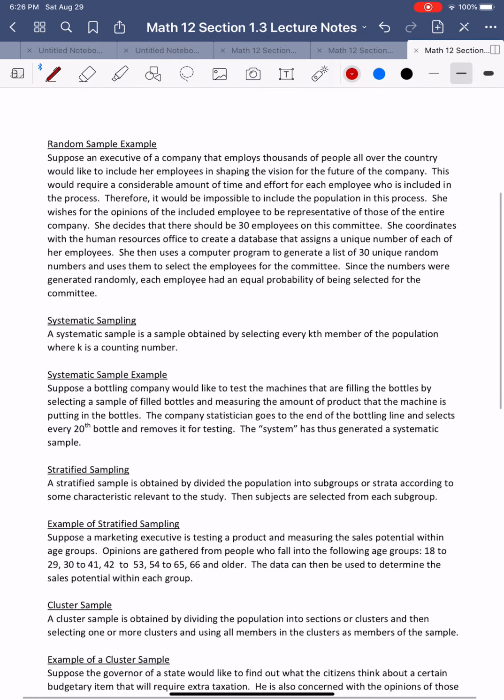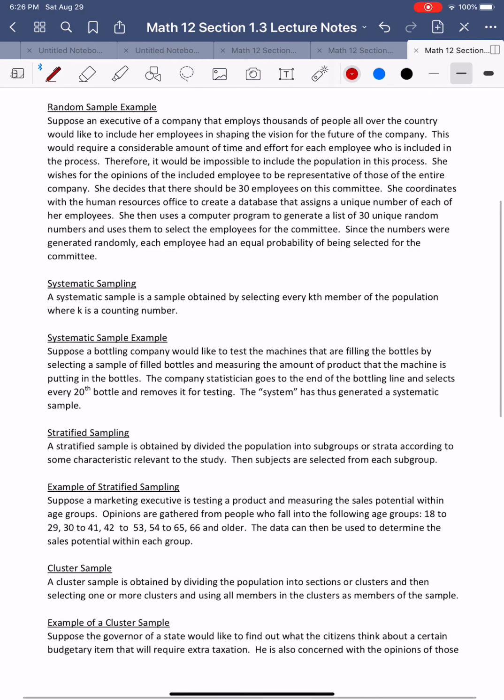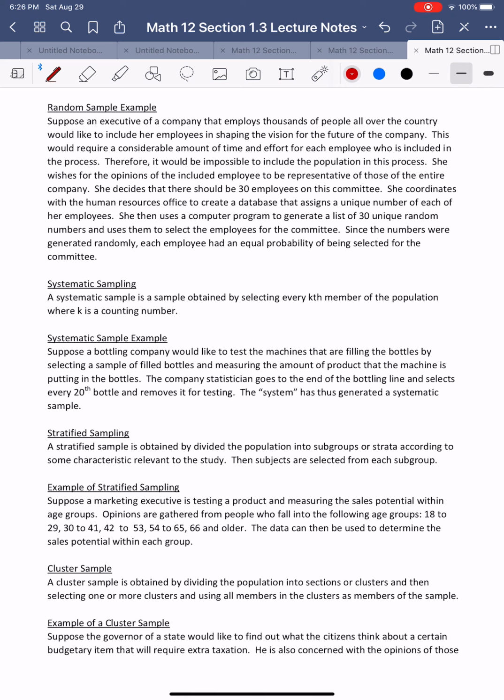For a random sample example, suppose an executive of a company that employs 1,000 people all over the country would like to include her employees in shaping the vision for the future of the company. This would require a considerable amount of time and effort for each employee who is included in the process. Therefore, it would be impossible to include the whole population. She wishes for the opinion of the included employees to be representative of the entire company.